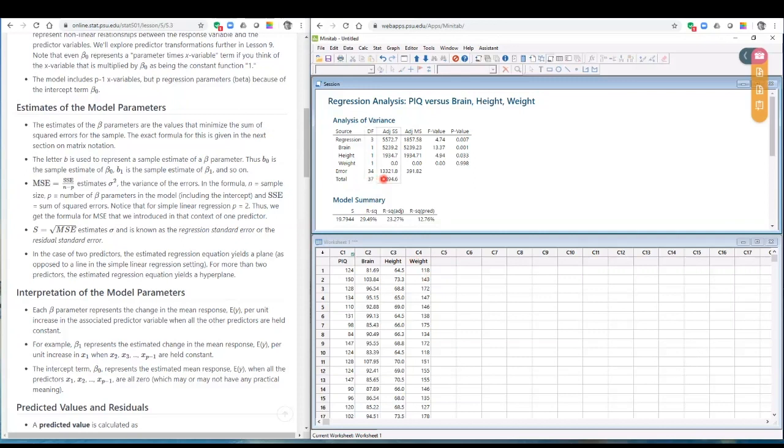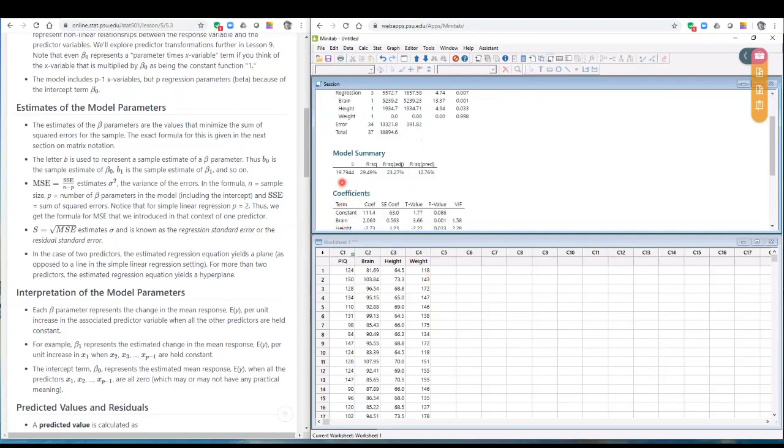If I divide 13,321.8 by 34, I would get 391.82, and that's the mean squared error. And then if I take the square root of the mean squared error, I would get this number here, which is denoted S, and that's known as the regression standard error, or sometimes the residual standard error. And this is an estimate of the standard deviation of the errors in the model, or the residuals in the model.